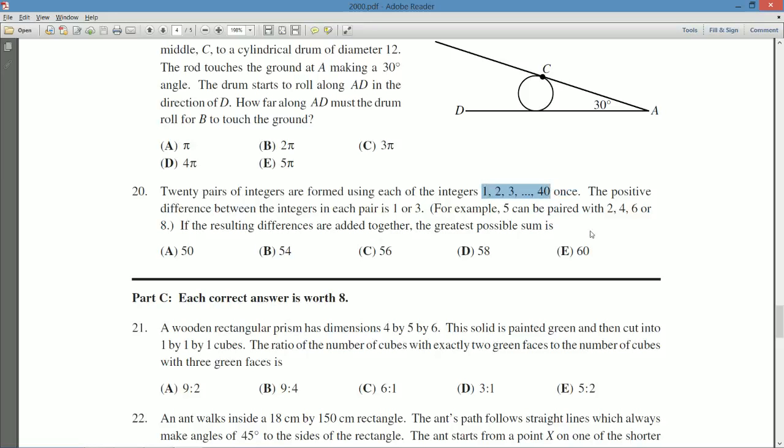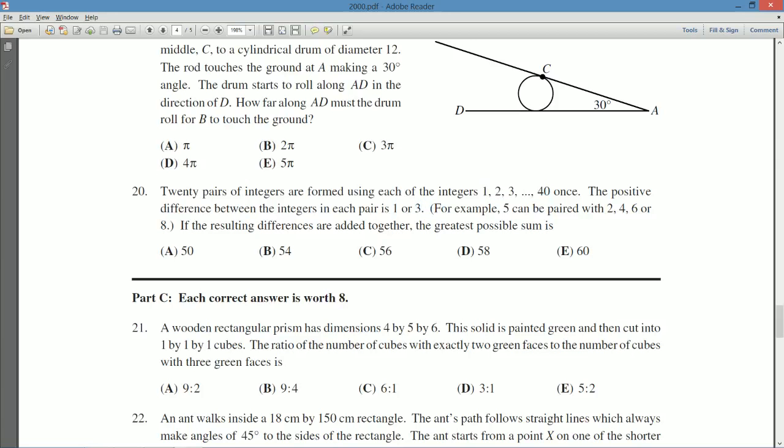Okay. The positive difference between the integers in each pair is 1 or 3. For example, 5 can be paired with 2, because 2 and 5 have a difference of 3. It could be paired with 4, because 5 and 4 have a difference of 1. 6 and 5, difference of 1. 8 and 5, difference of 3. So we're creating pairs, but each pair is allowed to have a difference of 1 or 3.